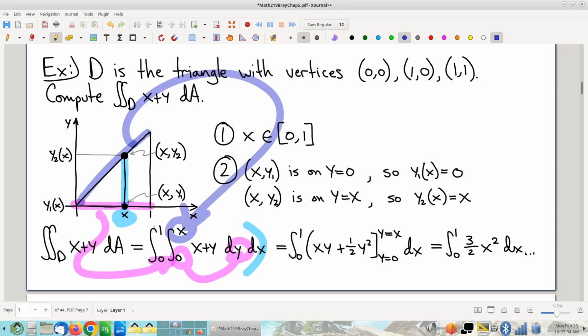The outside variable is fixed. The inside variable is going to have bounds that are functions. They're going to always be functions. They might be constant functions. That's a peculiarity. Don't count on it. But they will be functions of the outside variable.